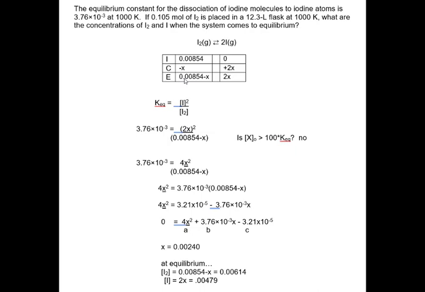Show the equilibrium expressions in this line here. So that's 0.00854, the initial concentration, minus some amount x. And then we have 2x for the product. Then we set up the equilibrium constant expression, I squared, don't forget that too.